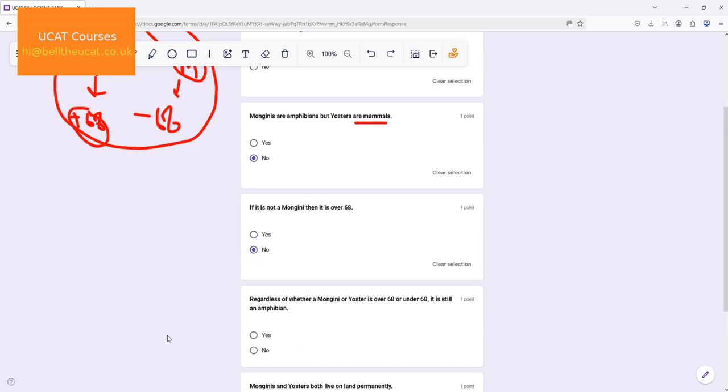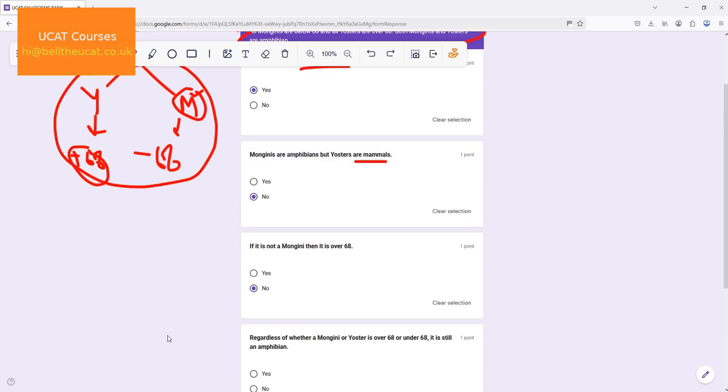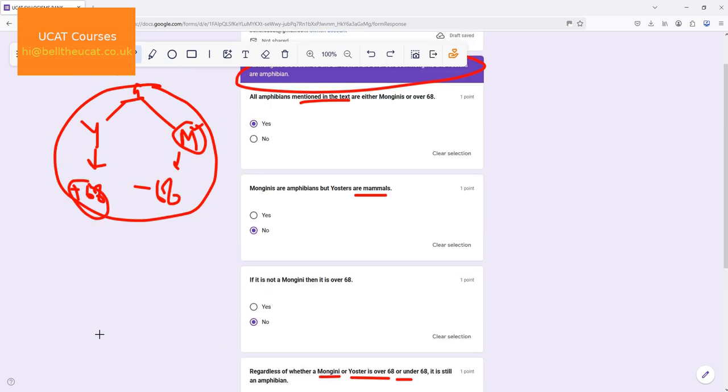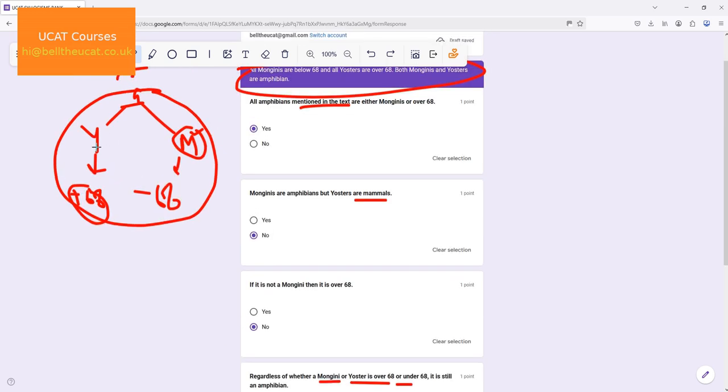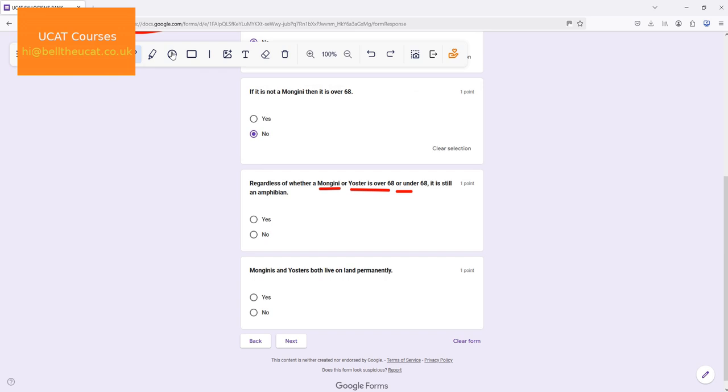Ready? Regardless of whether a Mongini or a Euster is over 68 or under 68, it is still an amphibian. Yes. Clearly, Euster or Monginis, whether they are above 68 or not, they are going in the direction of the arrow, they are still amphibians. 100% yes. Ready? Right, moving on to our next question.